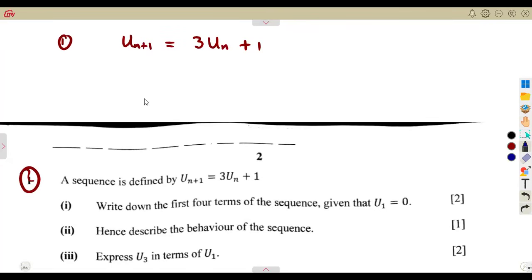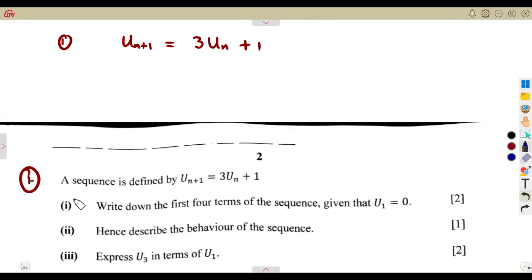If this is n, this is n plus 1, meaning to say if there is a 1 here, it's going to be 1 plus 1, which is a 2. So if you're finding u2, this is supposed to be u1. If this is 2, it means that will be 2 plus 1, so you're finding u3. If this is 3, you add a 1, 3 plus 1, you're finding u4. That is the typical way of determining terms for a sequence of this nature.